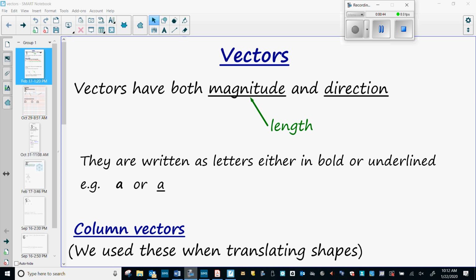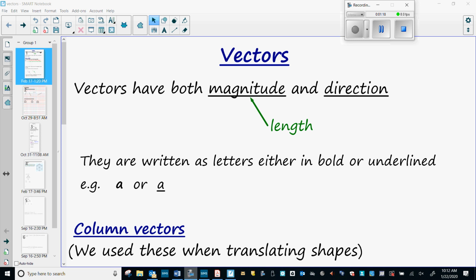Vectors. Have you heard of vectors? You would definitely have heard of vectors, because I talked about vectors in circles. Physics people know, but I've also talked about it in maths. When have I used the word vector? Specifically, when we translated shapes, do you remember? Anyway, a vector has both magnitude, which means length, and direction, okay?